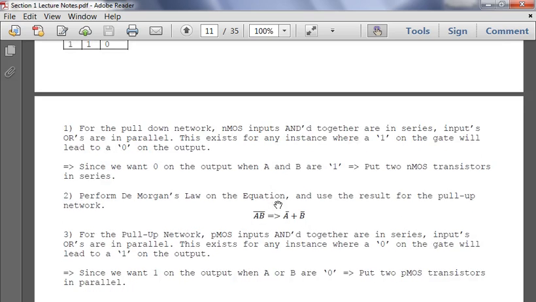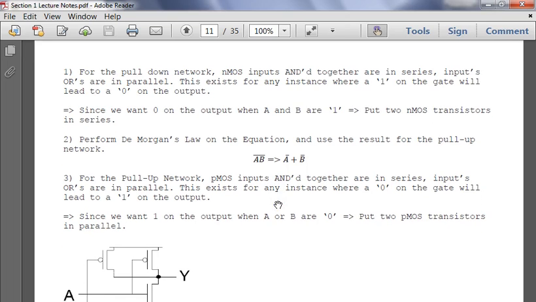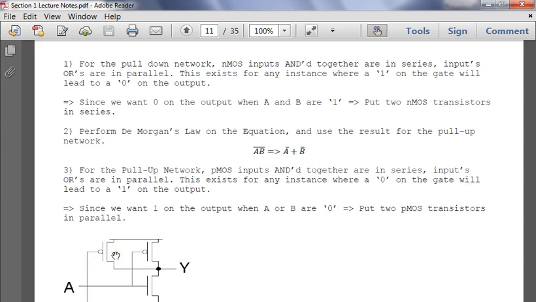So for the pull-down network, the nMOS inputs ANDed together are in series. So this is AB, right? So the nMOS transistors are down here. So as you can see, they are in fact in series. And then you perform De Morgan's law. So NAND A and B becomes NOT A or NOT B. ORs are in parallel. So you can see these are in parallel, right?